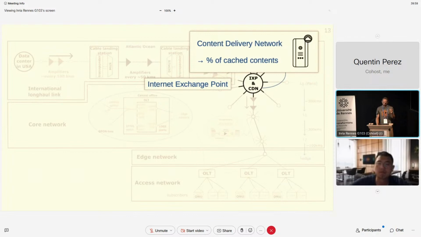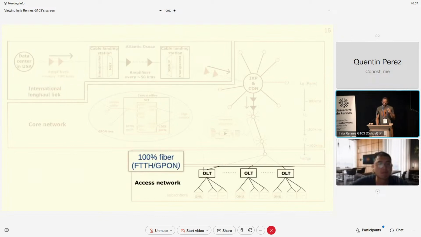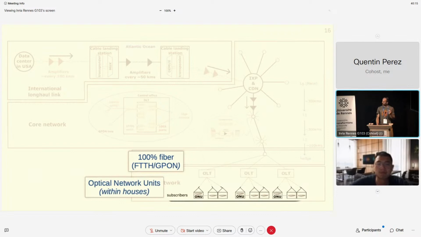And to update this cache and to get access to out-of-cache videos, we also consider one main data center in the US with one submarine cable. And finally, we have the local loop that is fully implemented using the very efficient GPON fiber-to-the-home technology. And at the leaves of our tree, we have your houses with one small active device required for GPON.